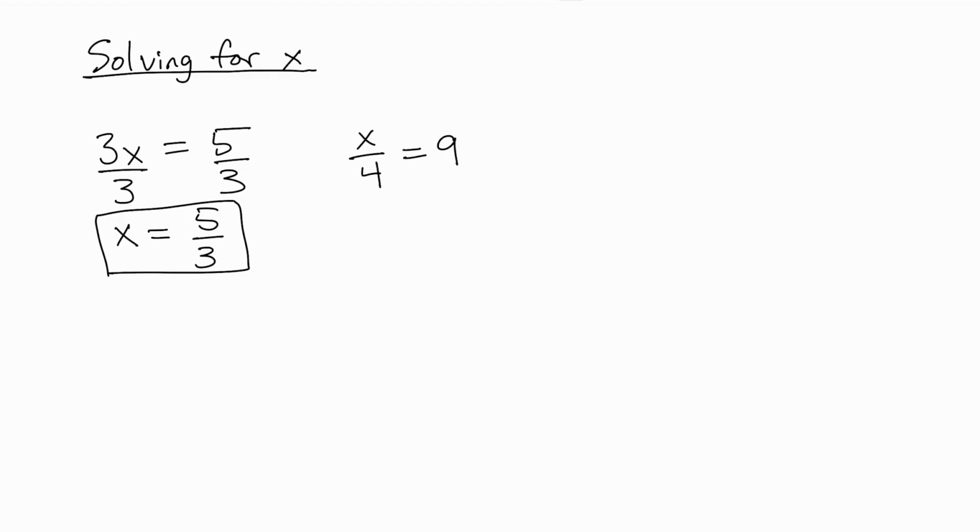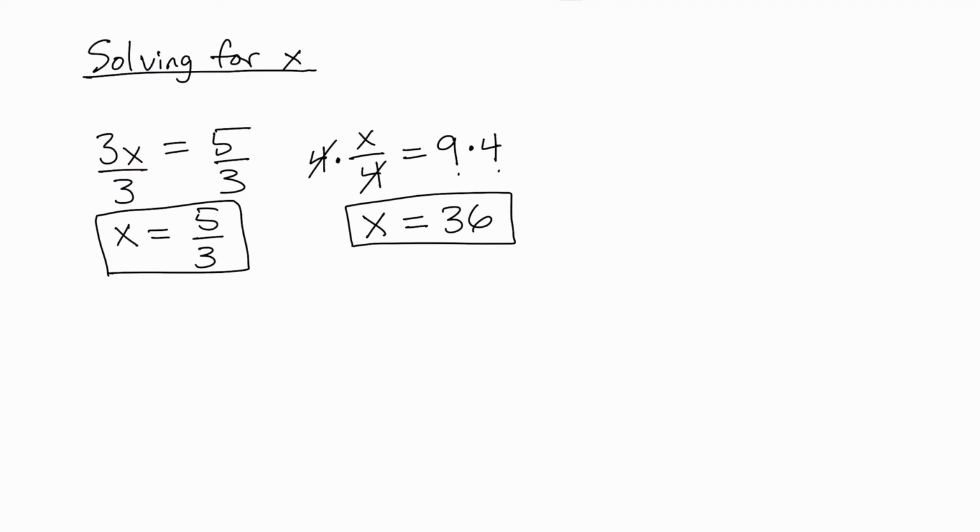What if we have something like x over 4 equals 9? In this case, x is being divided by something. It's being divided by 4. And to get x by itself, we would need to multiply both sides by 4, because 4 divided by 4 is 1, and 1 times x is just x. And we get that x equals 9 times 4, which equals 36.